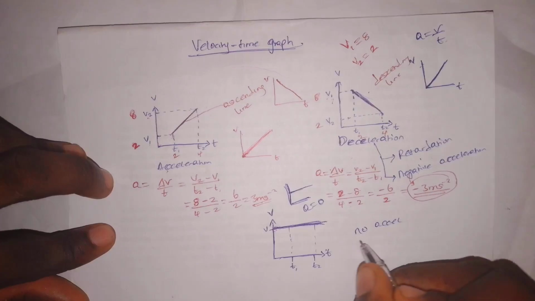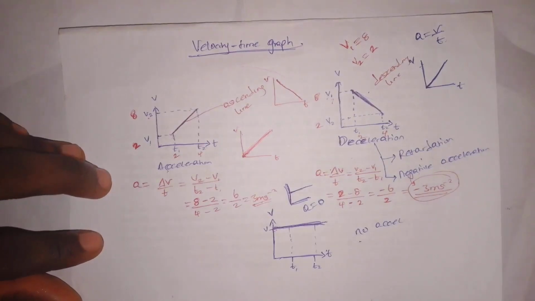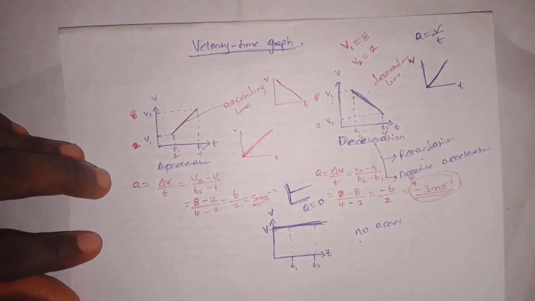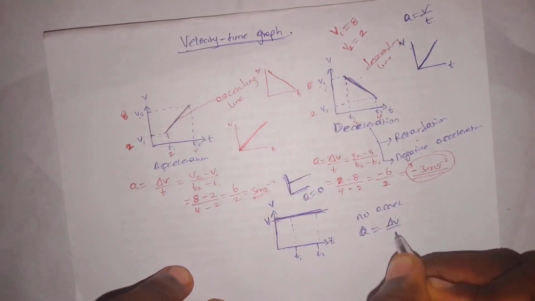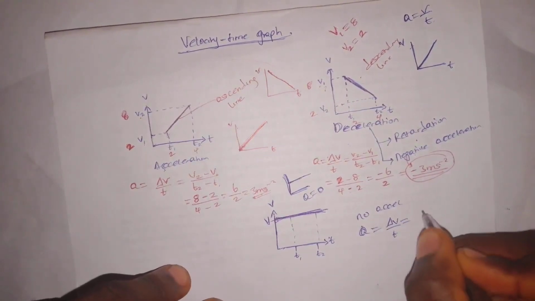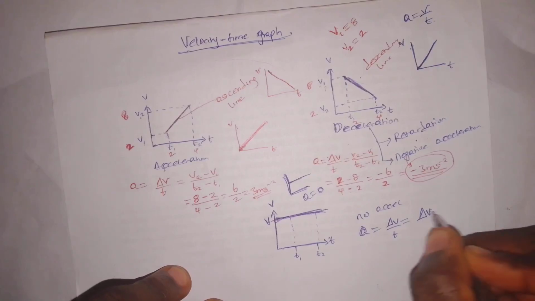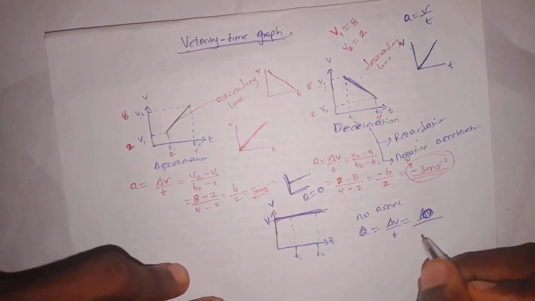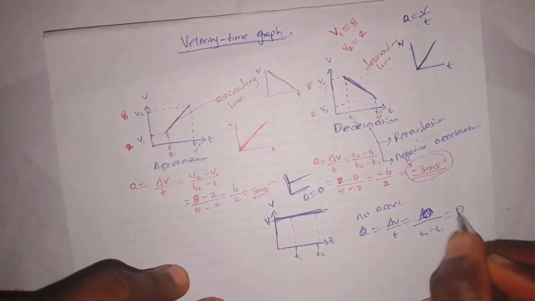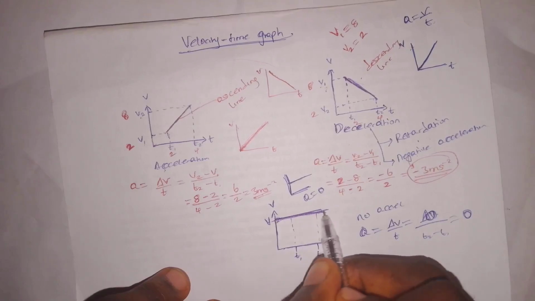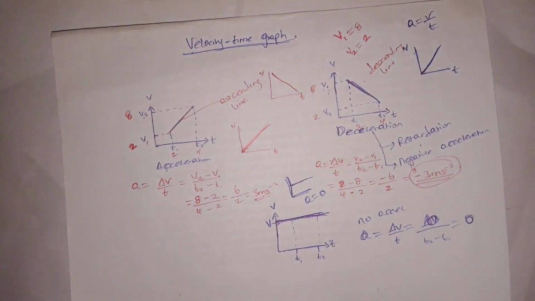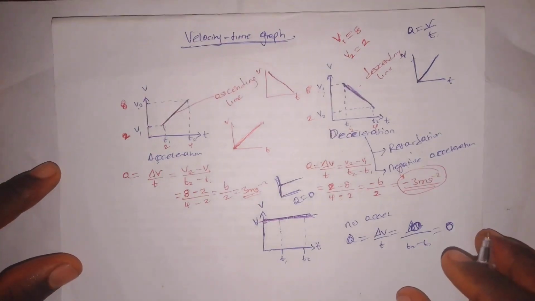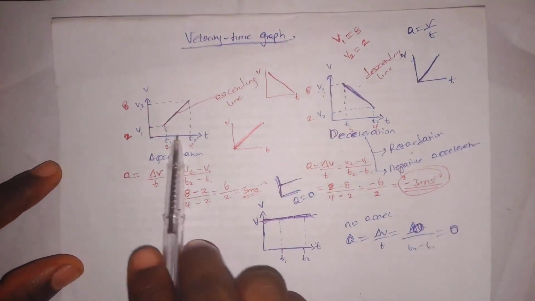In other words, the body is not moving at all. You know why? Because there's no change in velocity. Since there is no change in velocity, a equals change in velocity over time. There's no change in velocity, so the change in V will be 0. Then whatever T2 minus T1 is, everything will still give us 0. A horizontal line shows uniform motion, that is, no acceleration, no motion at all. A is 0. So these are the 3 graphs you need to take note of.